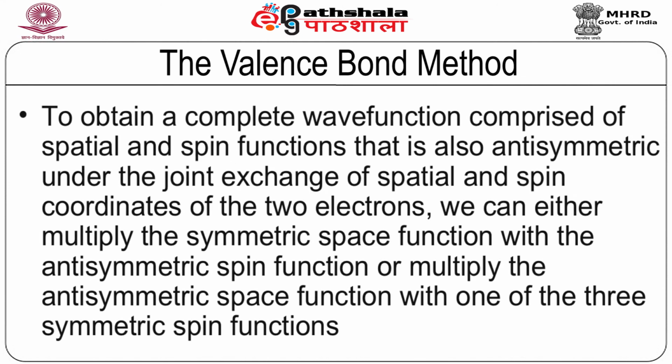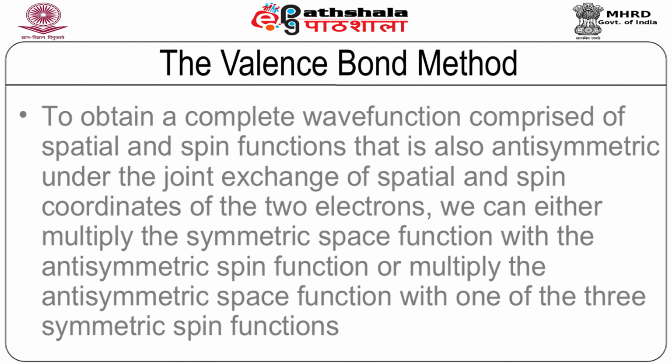To obtain a complete wave function comprised of spatial and spin functions that is also antisymmetric under the joint exchange of spatial and spin coordinates of the two electrons, we can either multiply the symmetric space function with the antisymmetric spin function, or multiply the antisymmetric space function with one of the 3 symmetric spin functions.